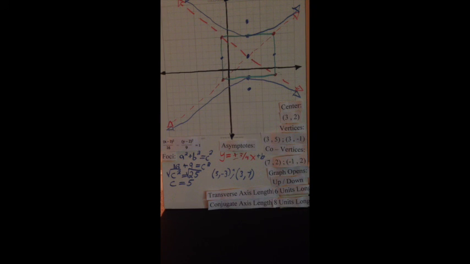So from this video, you hopefully now have a better understanding of how to convert a polynomial equation with both the x and y terms squared into the standard form equation of either a hyperbola, an ellipse, or a circle. In this example, it was a hyperbola.